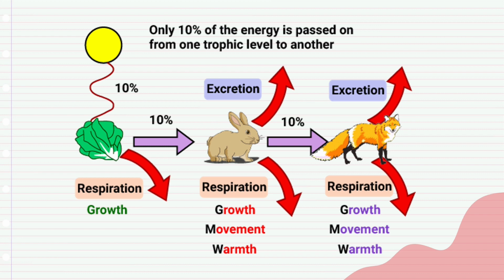And from the 10%, the plant uses some for respiration and for growth, and only 10% of this 10% goes to the rabbit. And again, the rabbit uses energy for growth, movement, warmth, respiration, and excretion. Some of the energy is lost, and only 10% of what the rabbit got goes to the next one. So you can see that as the energy moves, it becomes less and less. Energy is lost, actually.